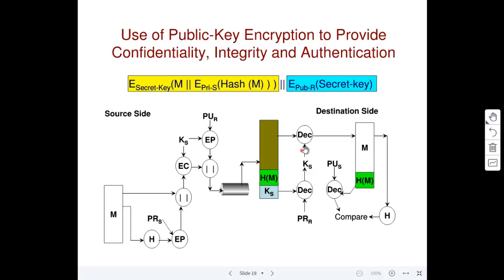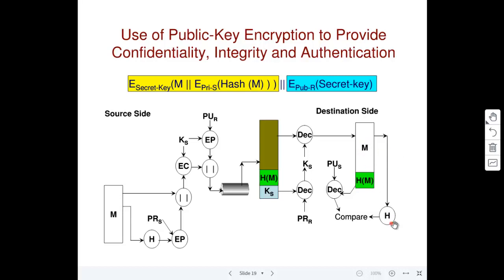Once you do the decryption with the secret key, you can get the message along with its encrypted hash value. And then you decrypt the encrypted hash value with the public key of the sender, because it was encrypted with the private key of the sender. So once you do that, you can then compare the hash value that was sent along with the hash value that you would compute for the message on the receiver side.